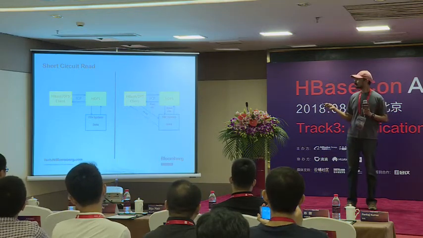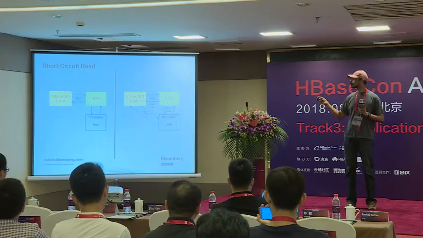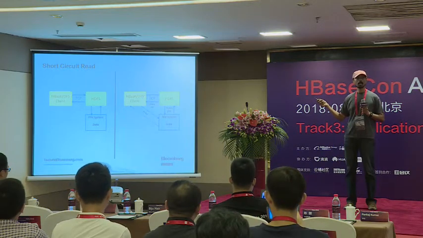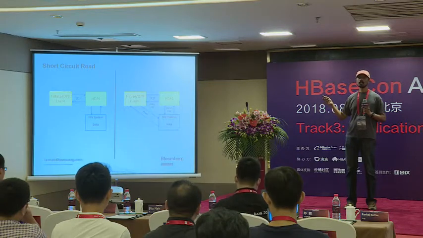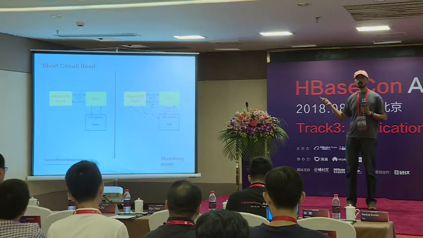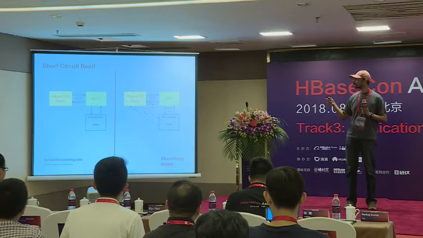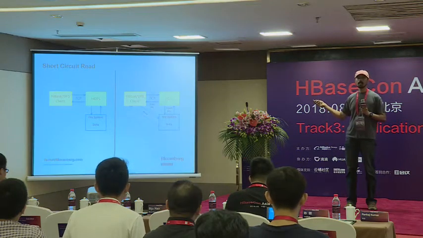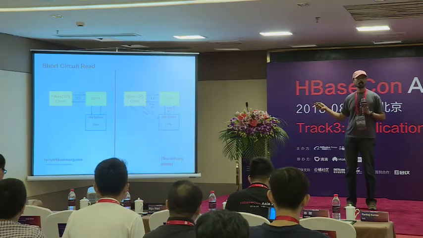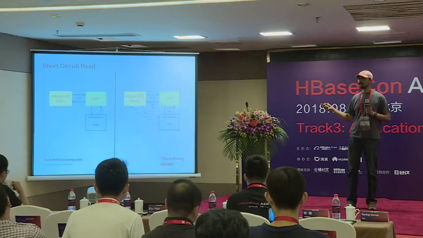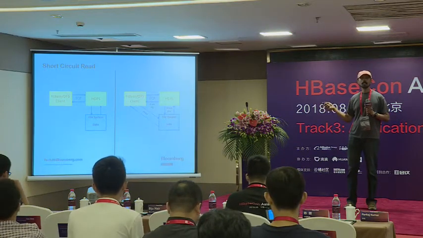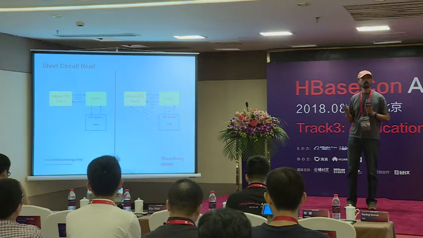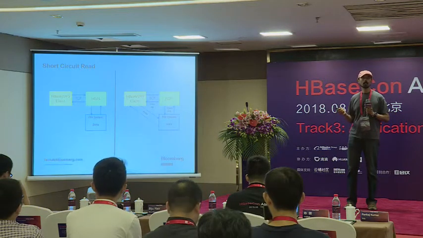So in short circuit, normally what HBase does is it goes through the HDFS data node, and data nodes use TCP/IP to get the data back into HBase. That's like multiple context switches happening, and it is slower than what you get with a short circuit read. The key point to remember here is for short circuit read, the data needs to be local to the region server.